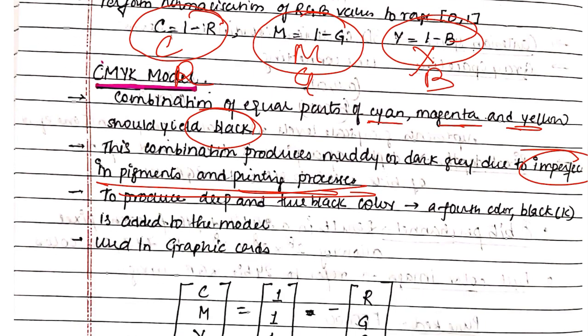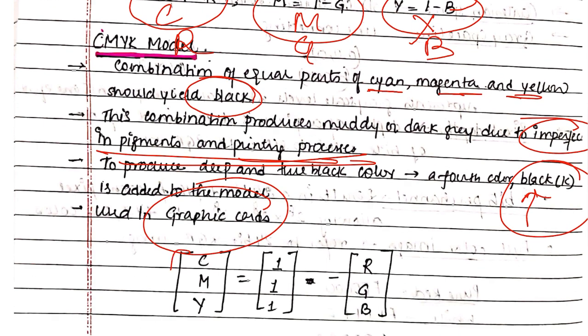So in order to produce a proper color, either a deep or true black color, a fourth color is added into the system, that is K. K is nothing but black only. Okay, so it is mainly used in graphic cards. So CMY, if I consider this matrix equal to 1 1 1 identity matrix, is equal to minus RGB.